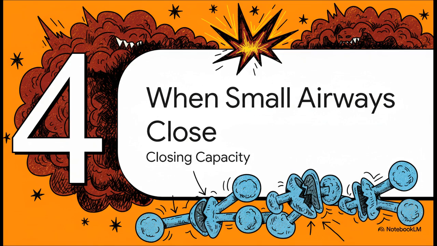Okay, so if FRC is our hero, then we have to introduce the villain of the story, closing capacity. This is the lung volume at which the small, floppy airways, especially in the parts of the lung being squashed by gravity, start to collapse shut during exhalation. And when this happens, you've got a serious problem on your hands.